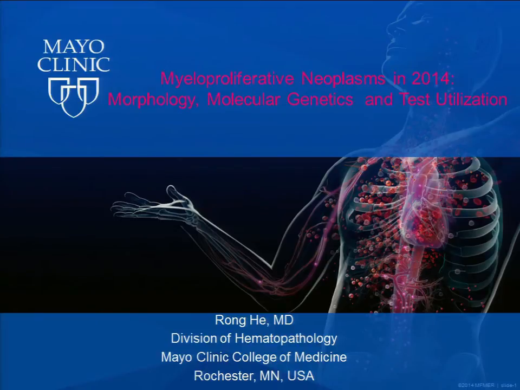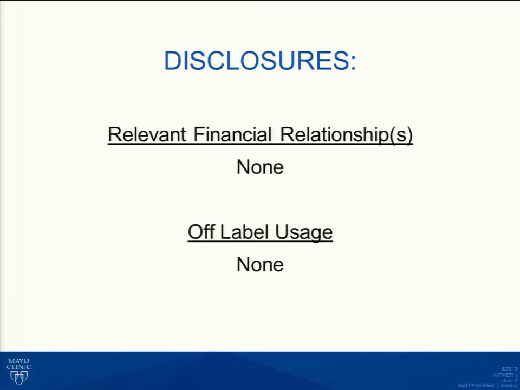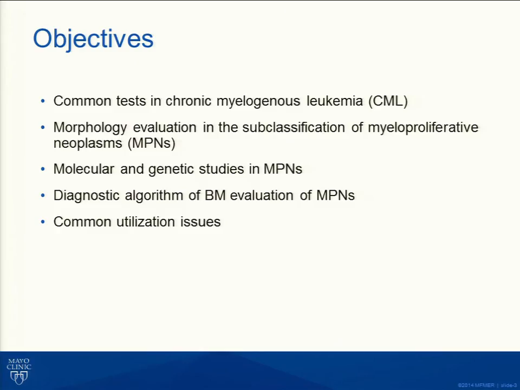Okay, so I have no disclosures. The objective today is to very briefly touch upon the common tests used in chronic myelogenous leukemia. Then we're going to focus on the other classical MPNs and talk about the morphologic evaluation and molecular genetic testing in MPN. Then we're going to present the diagnostic algorithm that we use at Mayo Clinic for bone marrow evaluation of MPN. Then we're going to talk about some common test utilization issues in MPN.